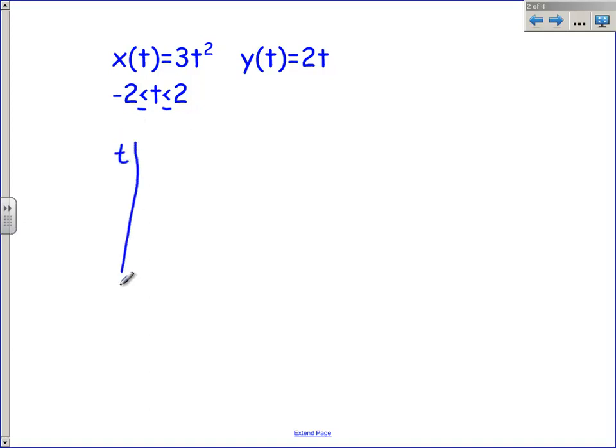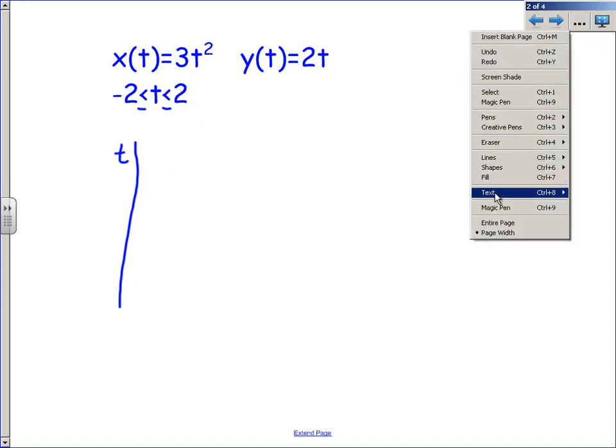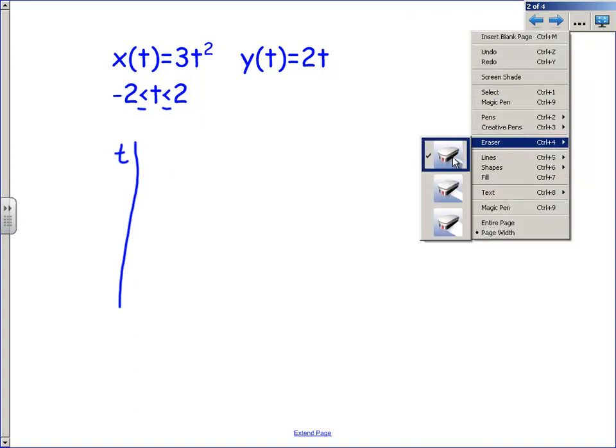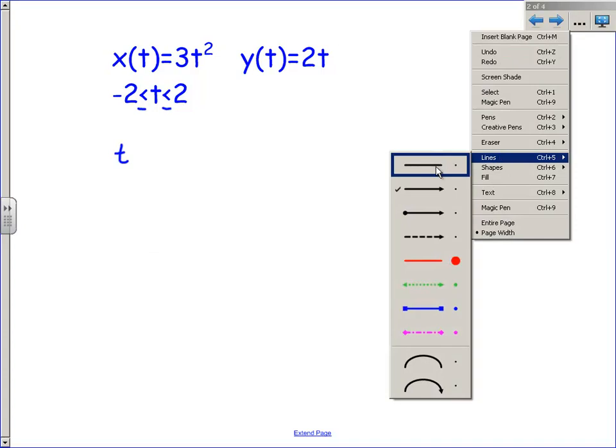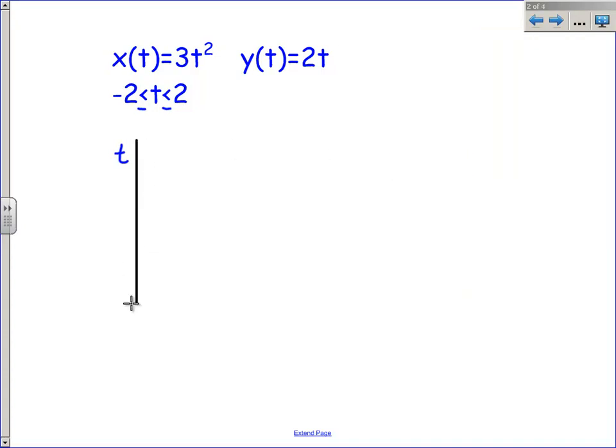My variable t, okay, we're not doing that. That was horrible. Let me get to my eraser. I'm out of practice. Okay, and then we'll go back here to my lines. Yeah, I like this better. So I'm going to have variable t. I need to make space for x and y. Okay, and I'll go across like this too. I like it.